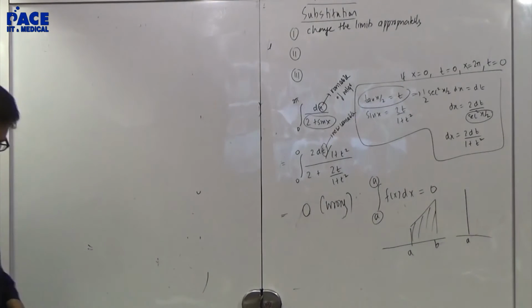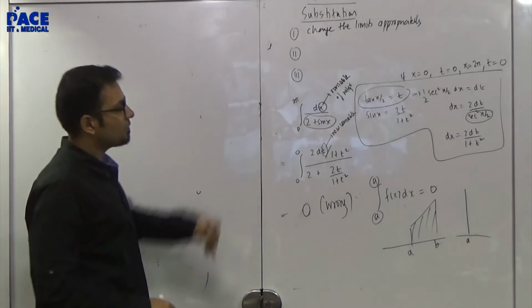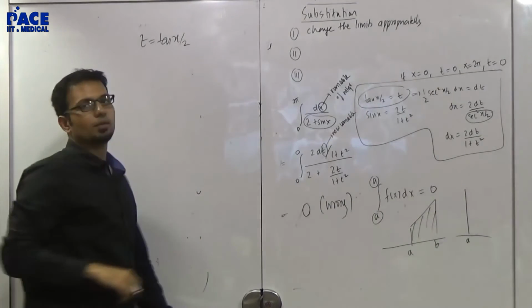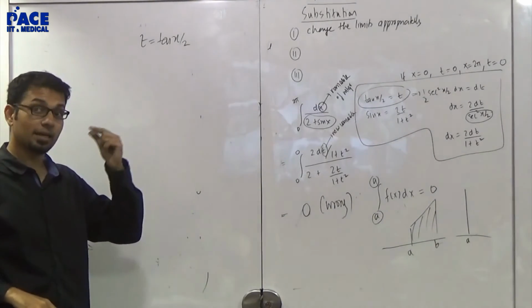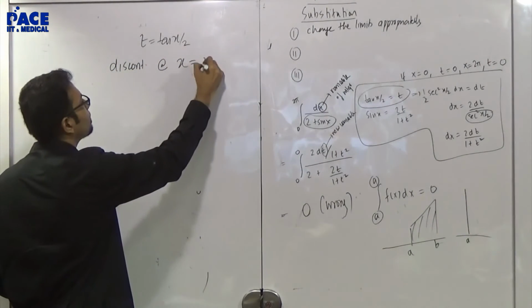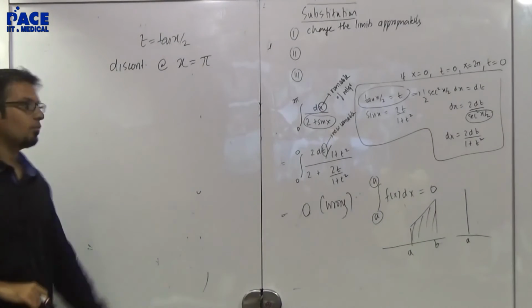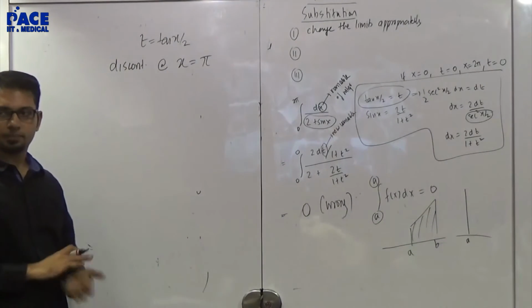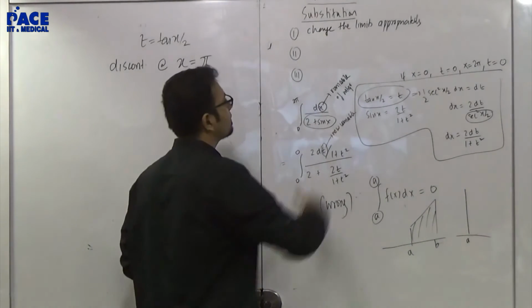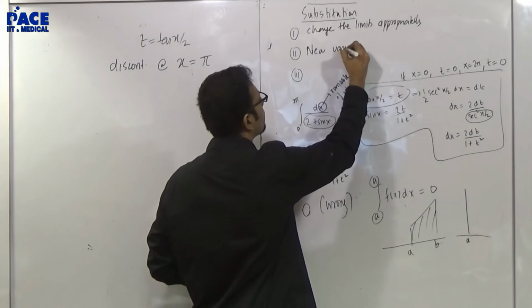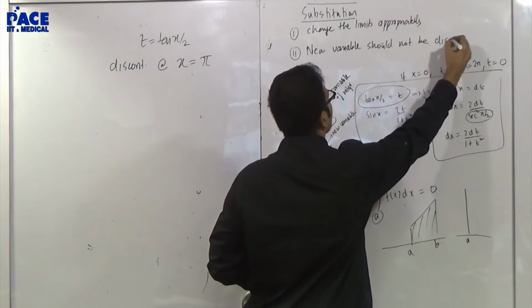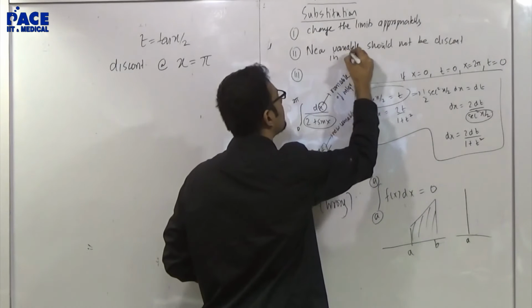So here we go. Problem is, जब हम substitute करते हैं t as tan x by 2, this variable tan x by 2 जो हम substitute कर रहे हैं, it's discontinuous at x equal to pi. When x is pi, this is tan 90, so हो गया discontinuous. Okay? So that's the problem. So the second thing that we need to remember is that the new variable should not be discontinuous in the interval.